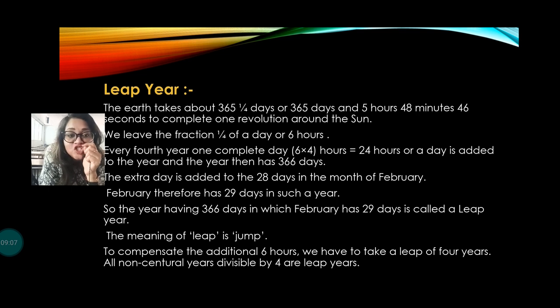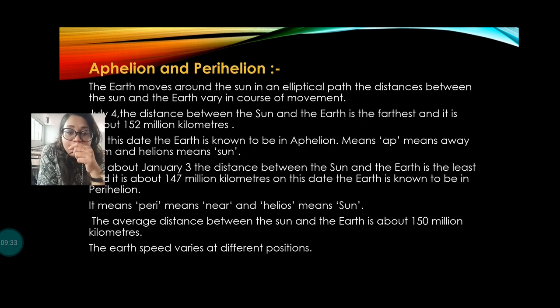Leap means jump. So this time component, which completes one revolution, is 365 days, 5 hours, 48 minutes and 46 seconds. This extra is roughly an additional 6 hours, and after every 4 years it adds an extra 1 day. So after every 4 years you can see a leap year.